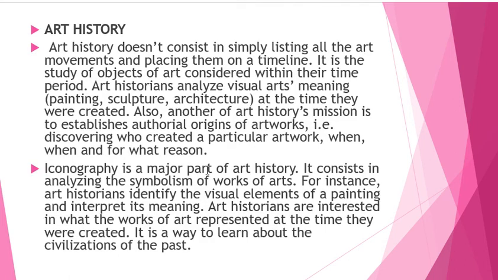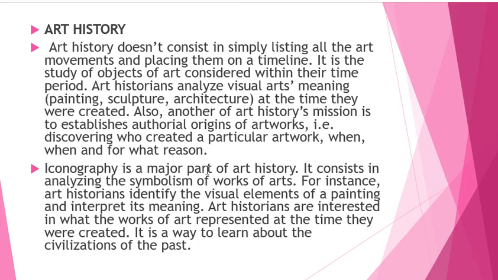Let's now first define art history. Art history doesn't consist in simply listing all the art movements and placing them on a timeline. It is the study of objects of art considered within their time period. Art historians analyze visual arts and their meaning, for example, the painting, sculpture, and architecture at the time they were created. Also, another of art history's missions is to establish the authorial origin of artwork, discovering who created a particular artwork, when, and for what reason.